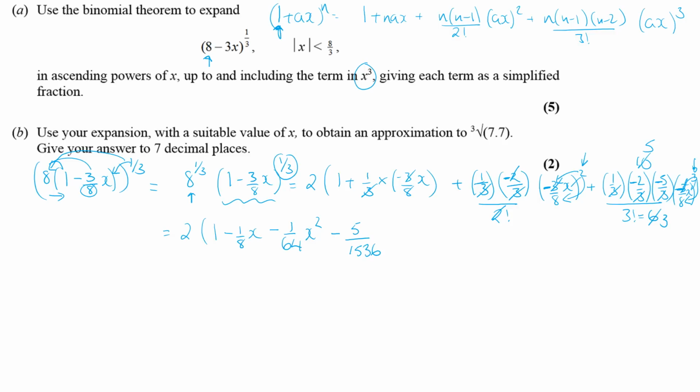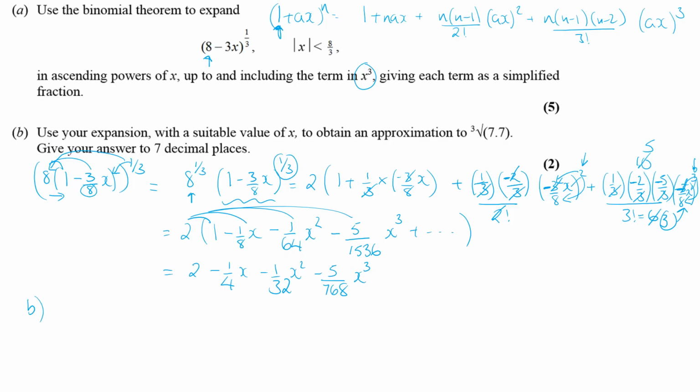1536, which is my 3 times 8 cubed, x cubed, and then there would be more terms, but all I want is up to the x cubed term. Now all I need to do is take the 2 in, so multiply everything by 2. It will be 2 minus 1/4 x minus 1 over 32 x squared, and minus 5 over 768 x cubed. So 5 marks for doing that.